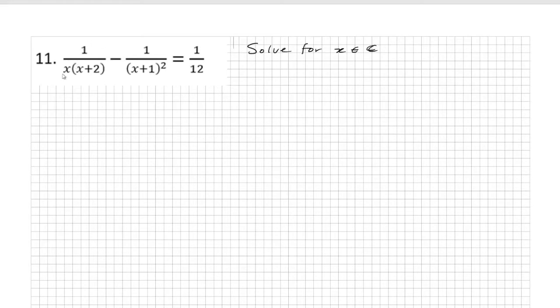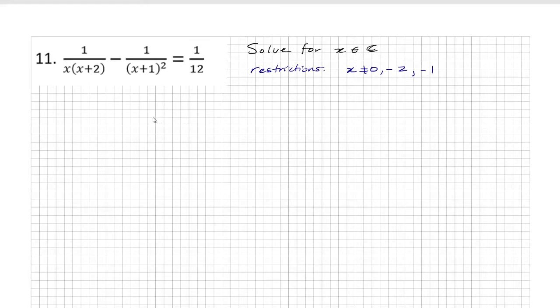All right, so I have 1 over x times x plus 2 minus 1 over x plus 1 squared equals 1 over 12. Since the denominators are already factored for me, I can go ahead and state the restrictions immediately. So here are my restrictions. x can't be equal to 0, x can't be equal to -2, and x can't be equal to -1. All those values of x would cause the denominator to equal 0, and then you would have an undefined expression.